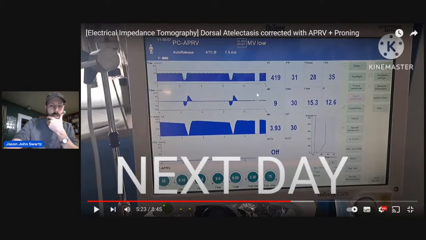So over here, we have it set at 30, and I believe the P low was dropping to 12, from 15 to 12, I think.